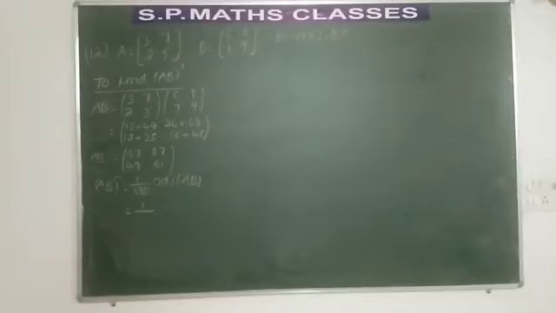Find out what is AB. 67, 87, 47, 61. Find the value of determinant AB. Find out the adjoint of AB. Find out determinant AB: 67 into 61.